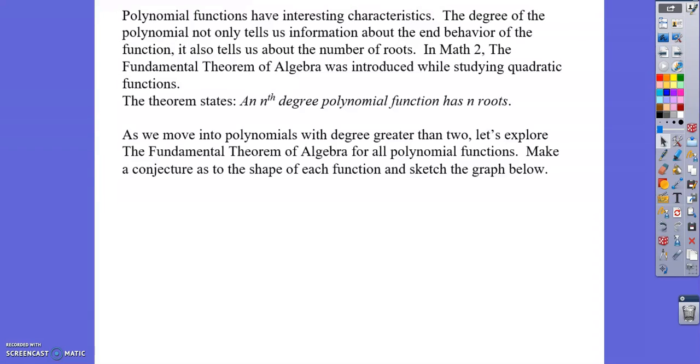Polynomial functions have interesting characteristics. The degree of the polynomial not only tells us the information about the end behavior of the function, it also tells us the number of roots. So lately we've been talking a lot about polynomial functions.